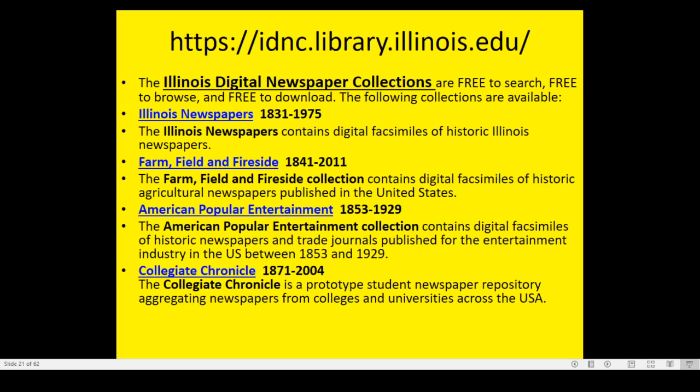And then this one here is Collegiate Chronicle. What it is, it's a prototype. It's kind of a collection of student newspapers, 1871 to 2004. So if you had a college student in Illinois, anywhere in Illinois, you could possibly find something about them there. Places to look.